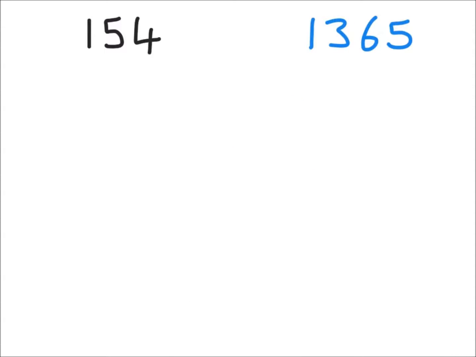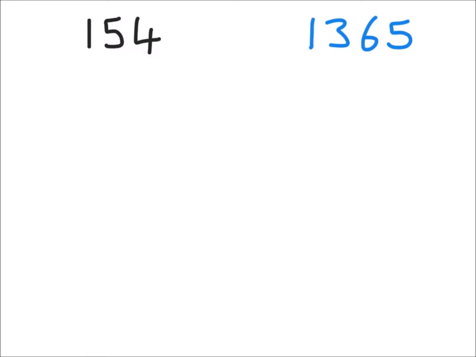Okay, so we've got a new question on the screen now. We need to find the highest common factor of 154, and on the right hand side 1365. You can see straight away that this is a much more difficult question. We're up into the hundreds on the left hand side, we're into the thousands on the right hand side. So this is where the value of finding the highest common factor using prime factorization really comes into its own.